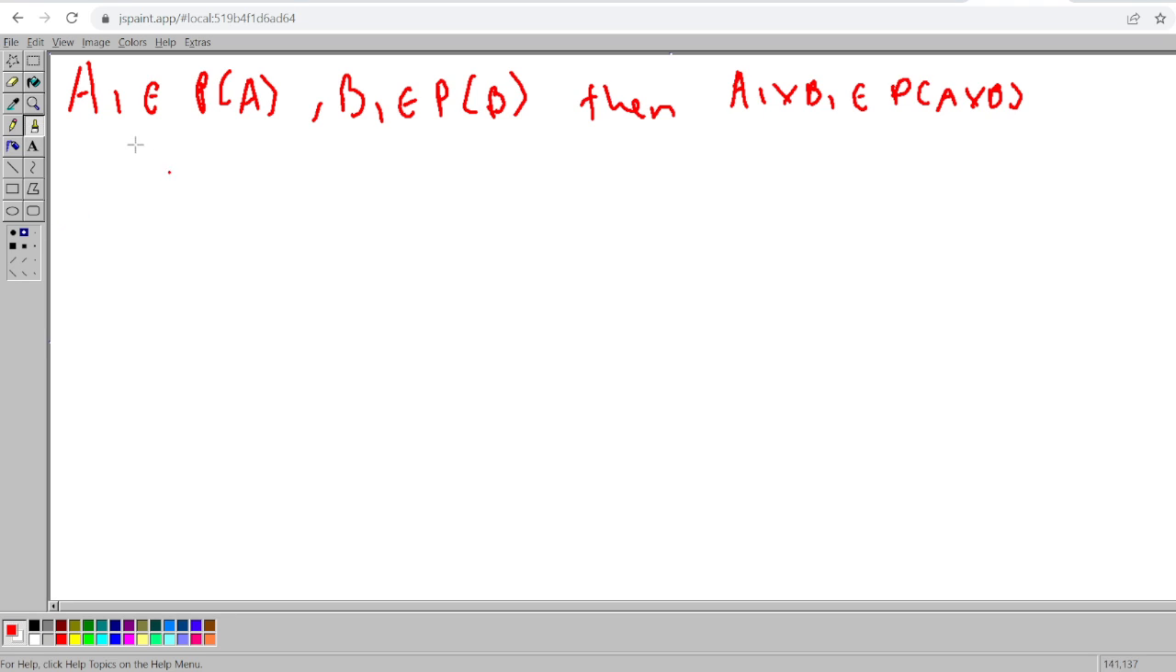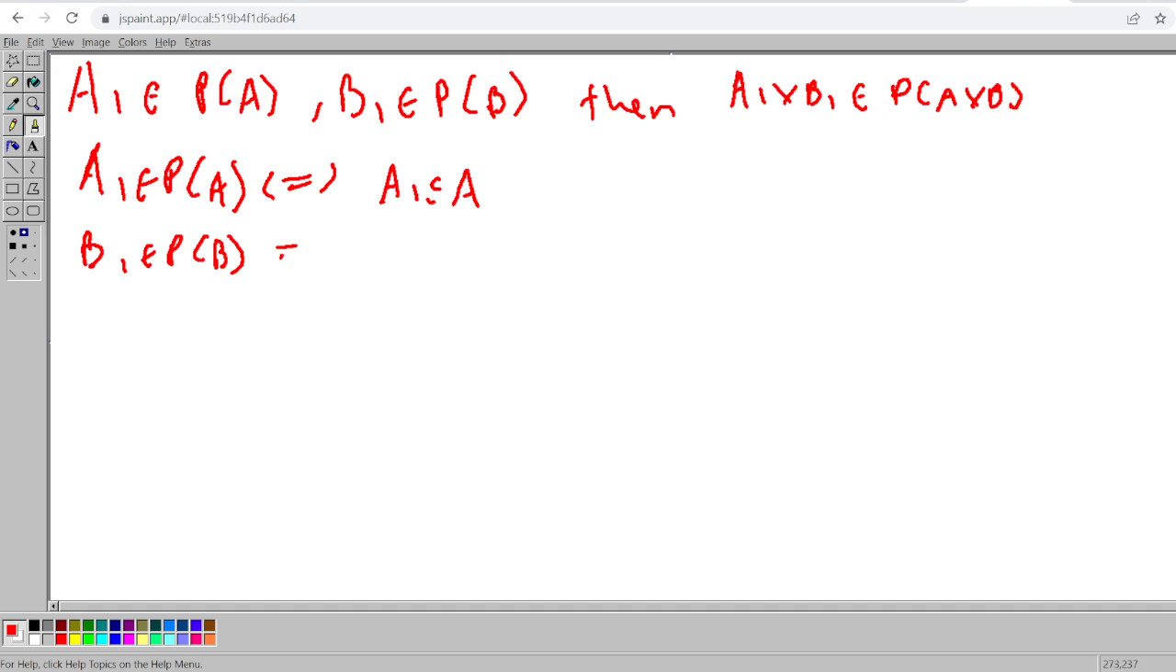Okay, so basically, the proof is pretty short, which is why I chose to do it, because writing a very long proof on a short MS Paint would be very annoying. So we have A1 is in the power set of A, which is equivalent to knowing that A1 is a subset of A. And you can say the same thing for B1, knowing that B1 is a subset of B. And we need to show that A1 times B1 is a subset of A times B.